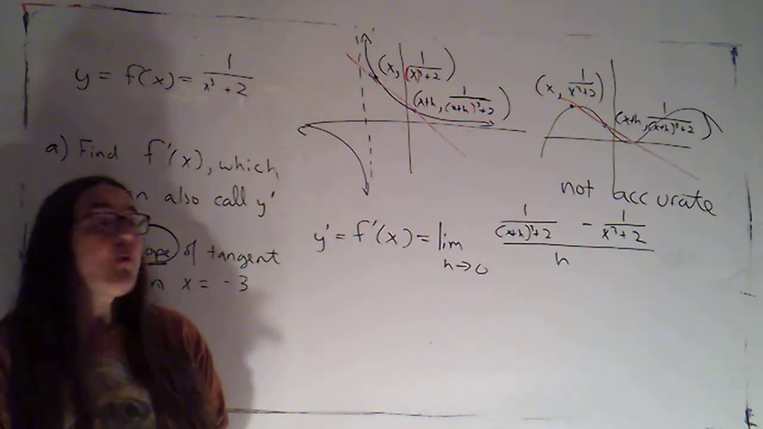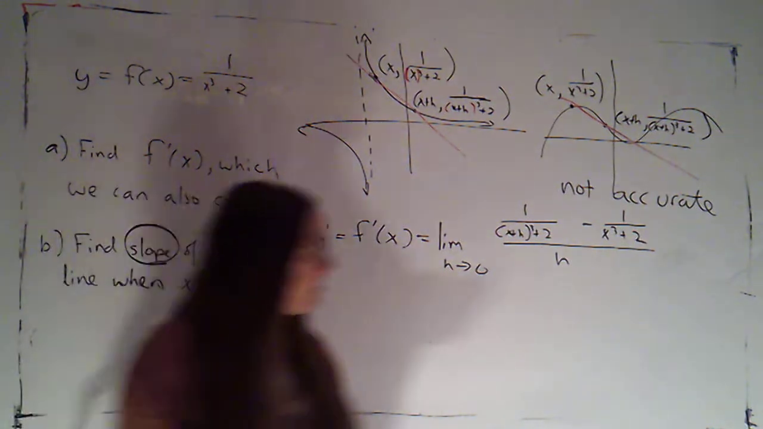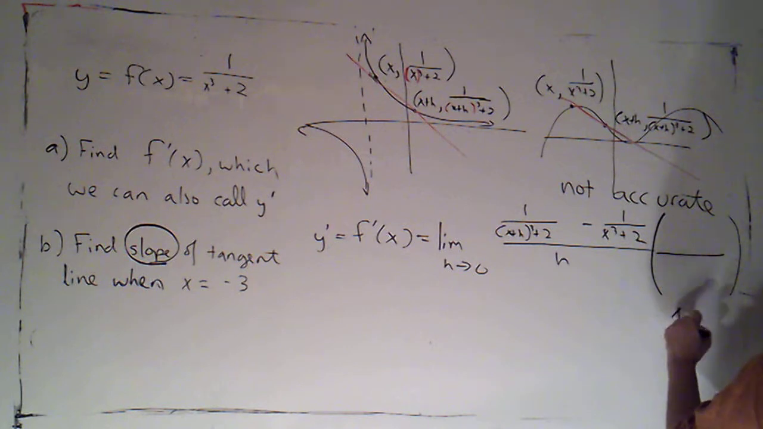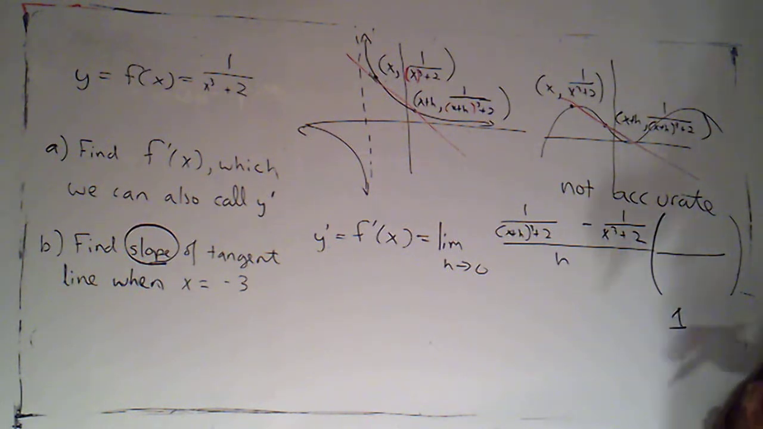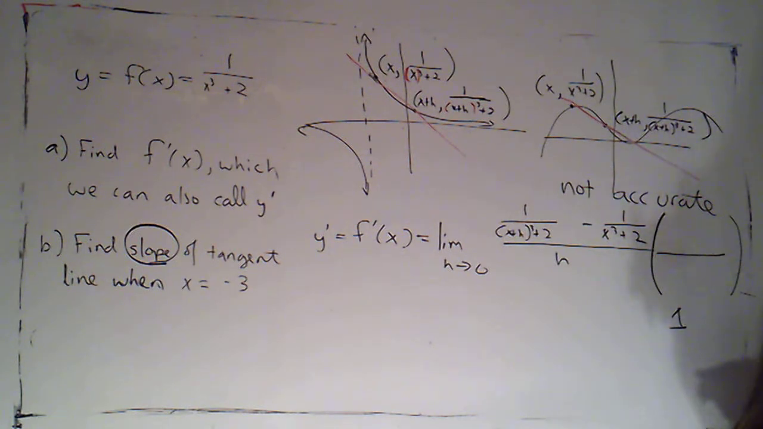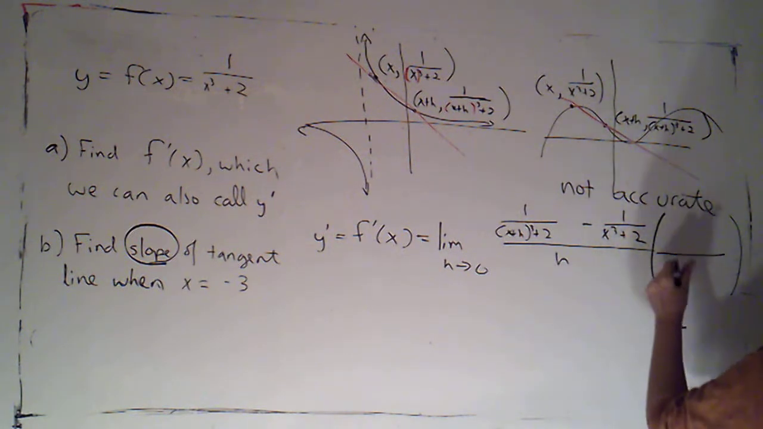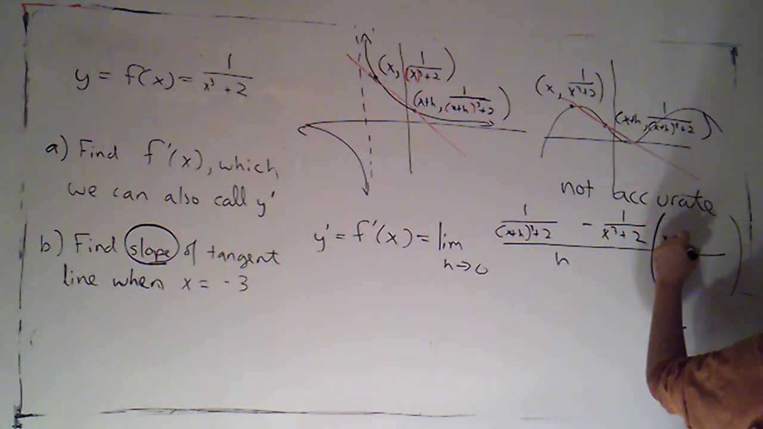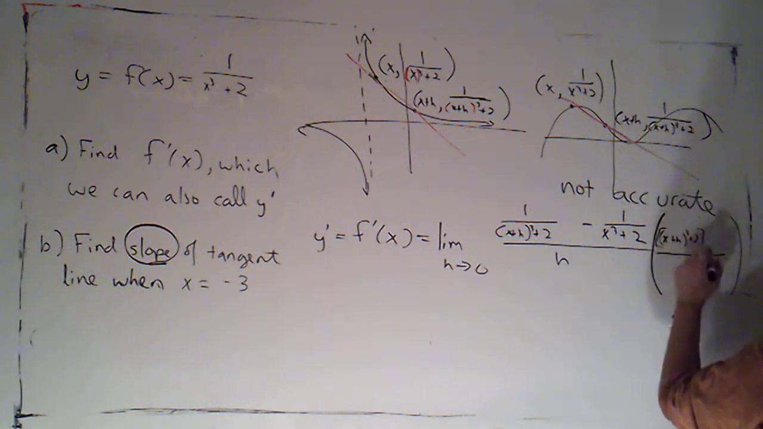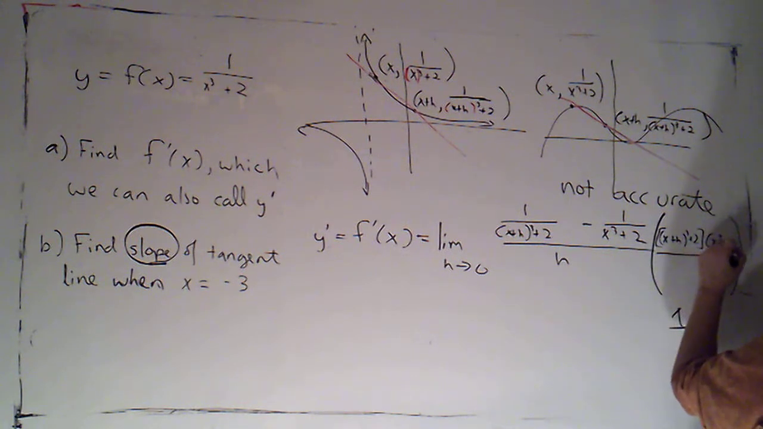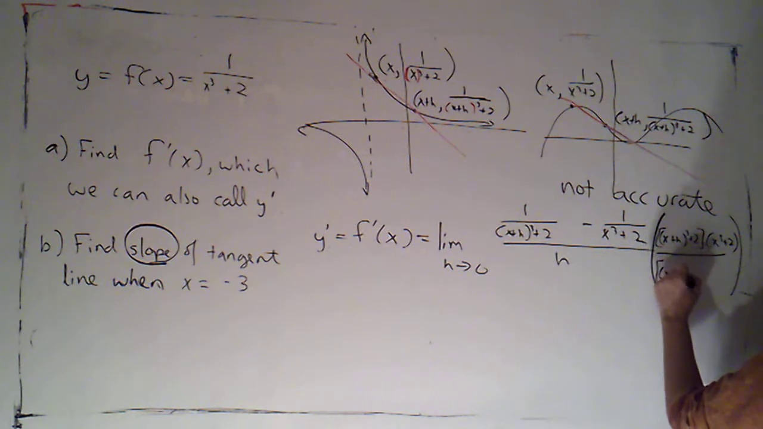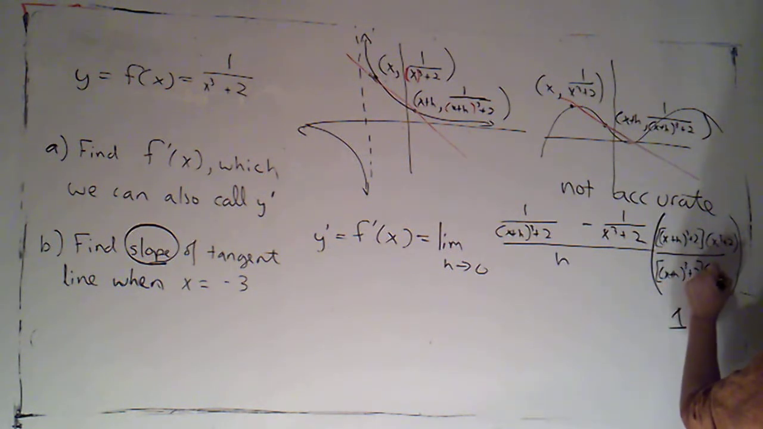Perfectly fine. What I think is a little bit faster is to use this lovely technique of just multiplying by a fancy form of 1. What I'm going to do is multiply by 1 in the form of the product of these two denominators. So that would be (x plus h) cubed plus 2, that whole thing times x cubed plus 2, over itself, so that I'm just multiplying by 1.